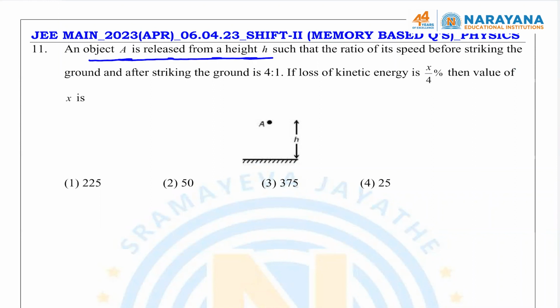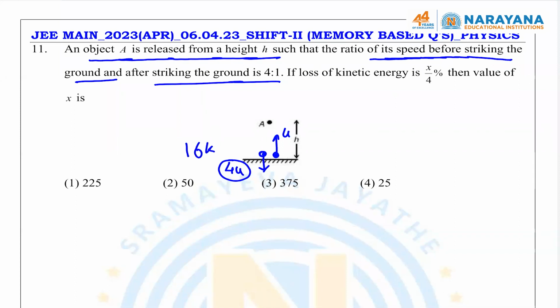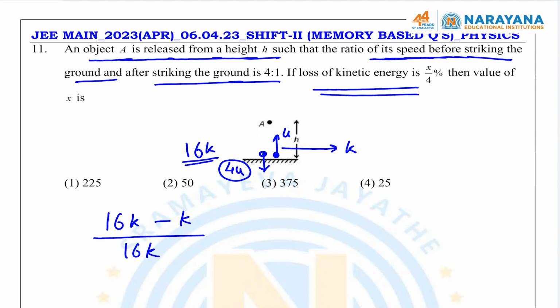An object is released from a height h such that the ratio of its speed before striking the ground and after striking the ground is 4:1. So it strikes the ground with the speed 4u and it rebounds with the speed u. So that means its kinetic energy after rebound is k and before rebound is 16k. Loss of kinetic energy would be 16k minus k. This is the loss divided by the original value. This will make it percent into 100. So the loss of kinetic energy is x over 4%.